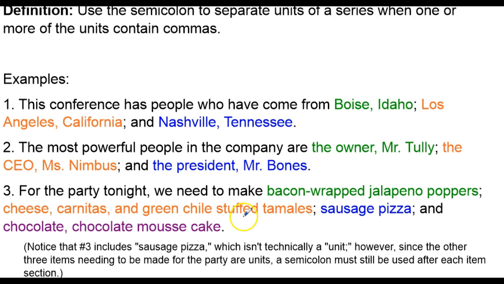Okay, so these are going to be your hardest ones. You have to look at where that section ends, or where that item ends, and then put a semicolon right after it. If you have any questions, let me know.